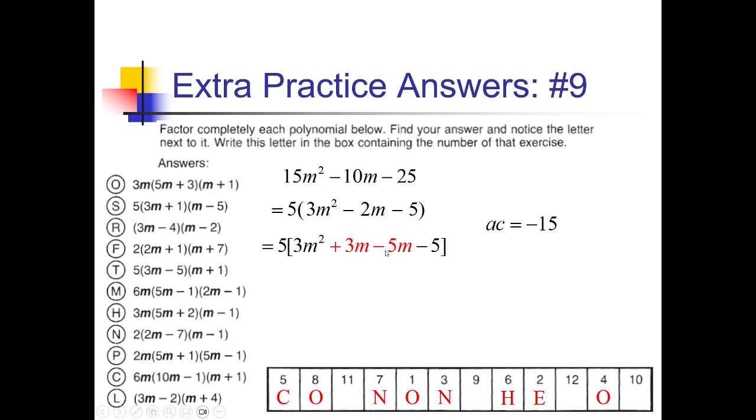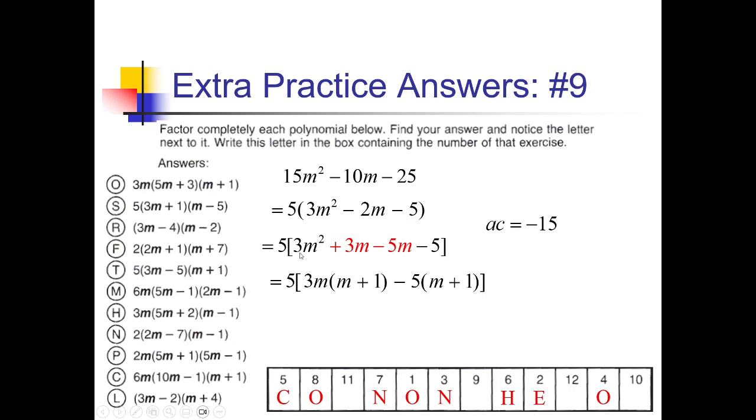And now that I've got 4 terms in there, I can factor this whole thing by grouping. So we've got the 5 I took out in the beginning. Out of these first 2 terms in here, 3m squared and 3m, I can take a 3m out of both of those. So that leaves me with an m plus 1. And then for negative 5m and negative 5, I can take a negative 5 out of both of those, leaving me with a positive m and a plus 1.